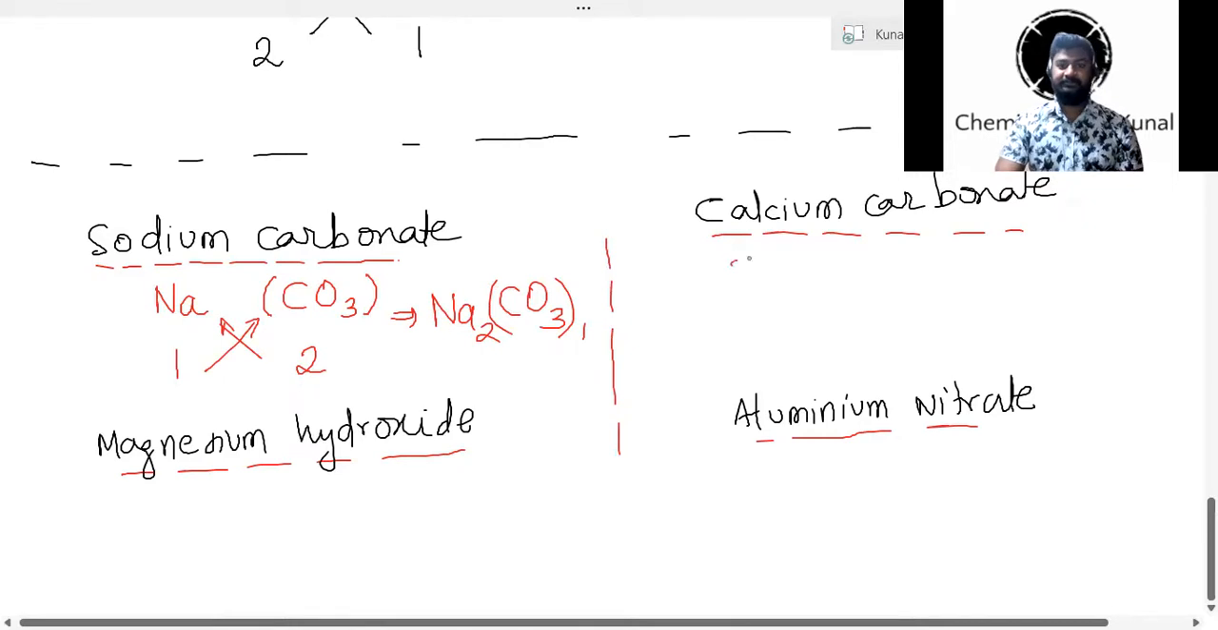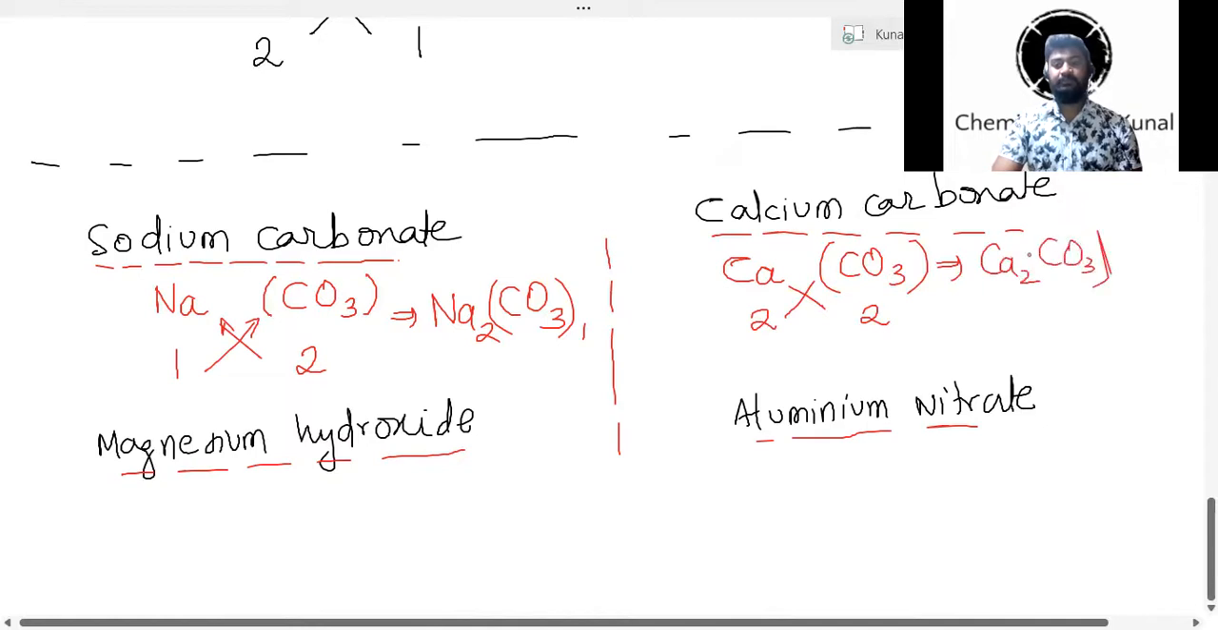Calcium carbonate. Calcium has a charge of 2. Carbonate is CO3 with a bracket and charge 2. Cross multiply. What do we get? Ca2, CO3 whole twice. The 2 and 2 get cancelled and the formula will be CaCO3.